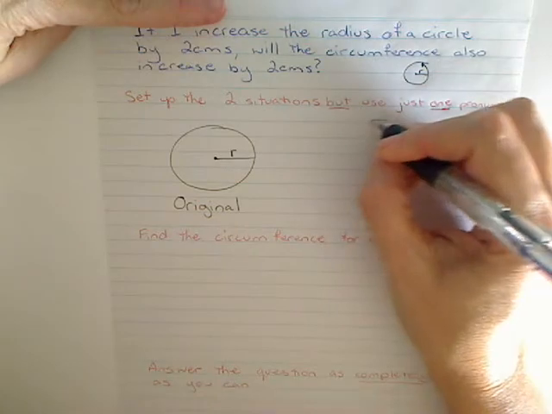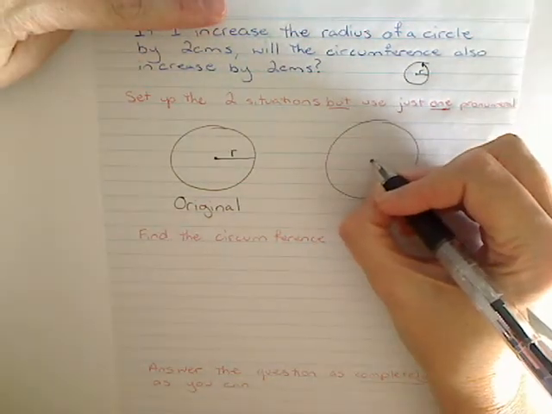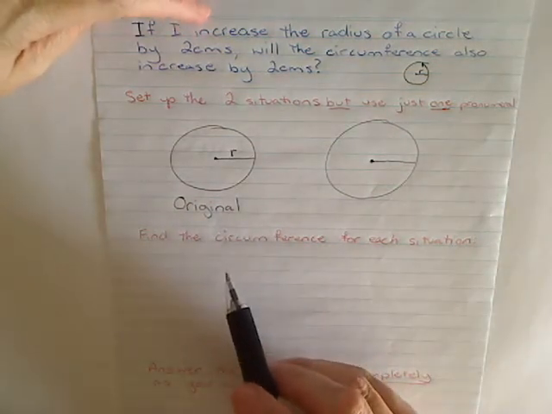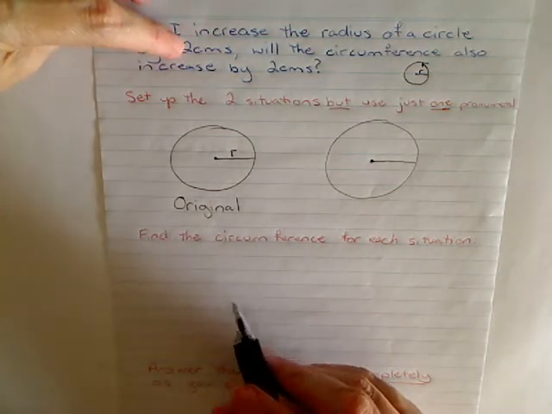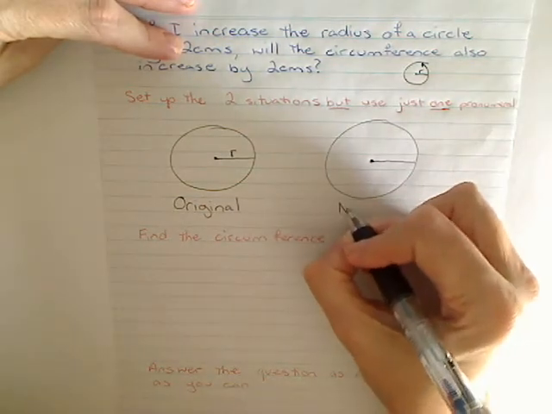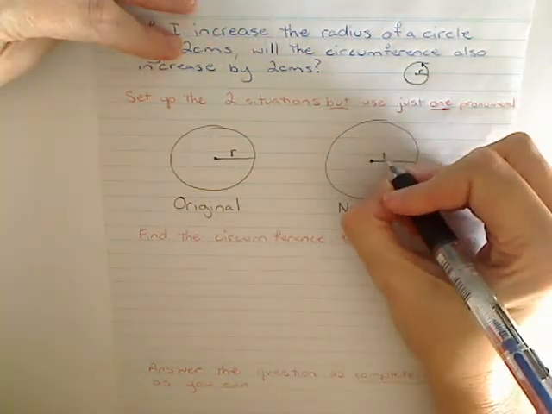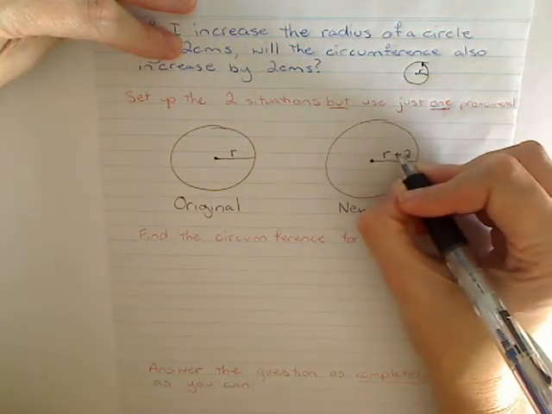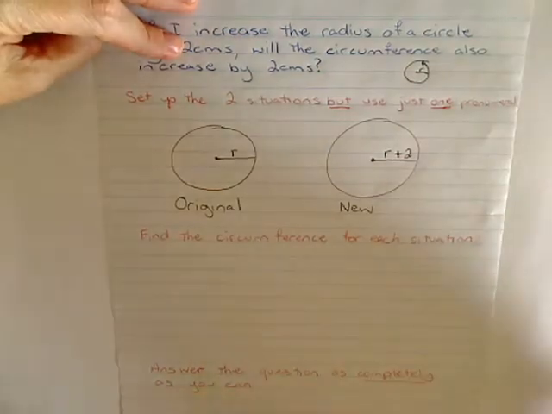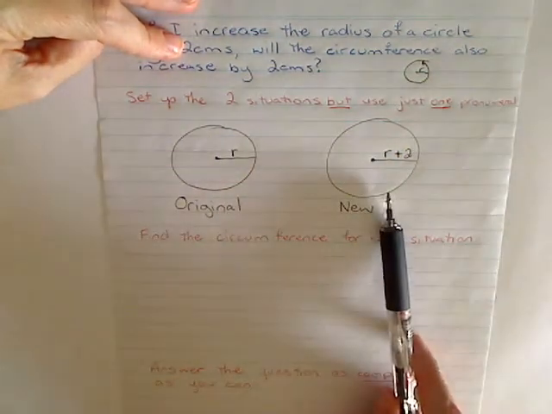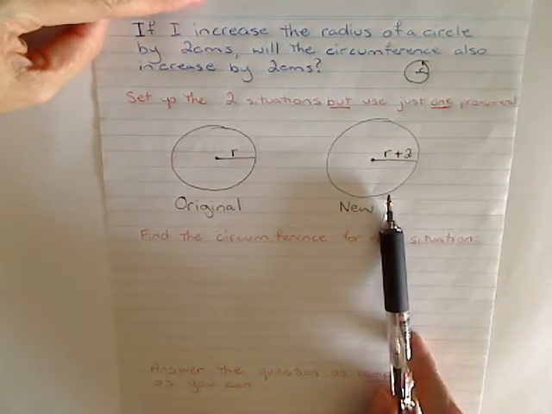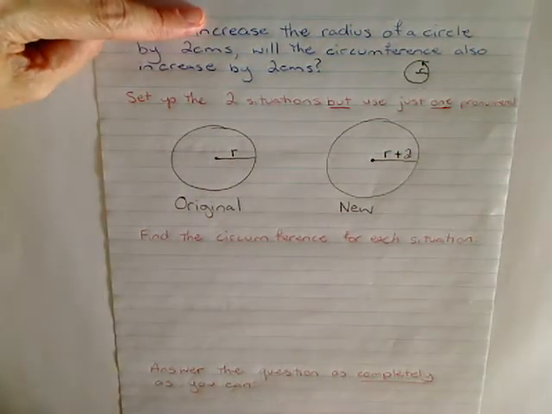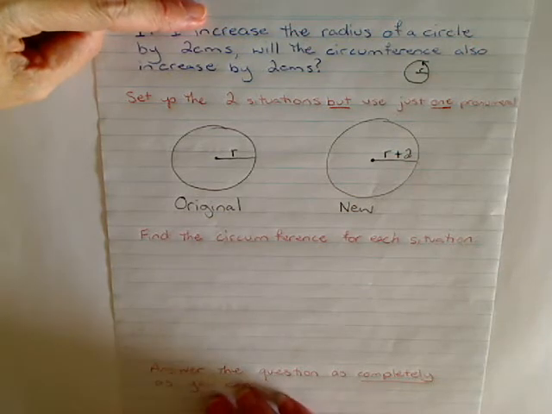This circle over here will not have a radius of r. We want to increase that radius r by 2 centimeters. So my new circle will be whatever r is, and it doesn't matter, plus 2 more. And that's the power of algebra. That little situation there covers any circle at all, no matter how big or small, with an increase of 2 centimeters. That's why it's so handy.